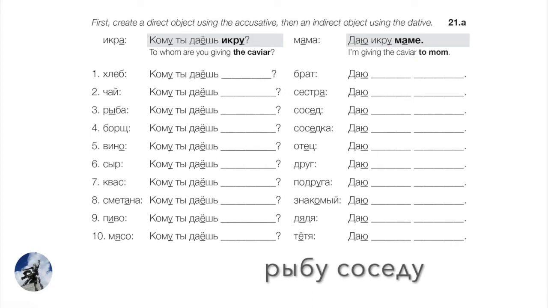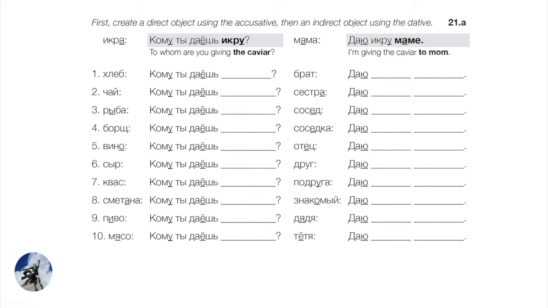Feminines take у in the accusative, but masculines take у in the dative, right? So here we have the same ending on these two words. Даю рыбу соседу. But they're different cases, right? And we simply know that by knowing the gender of the noun in the first place, by simply knowing that рыба is feminine and сосед is masculine.